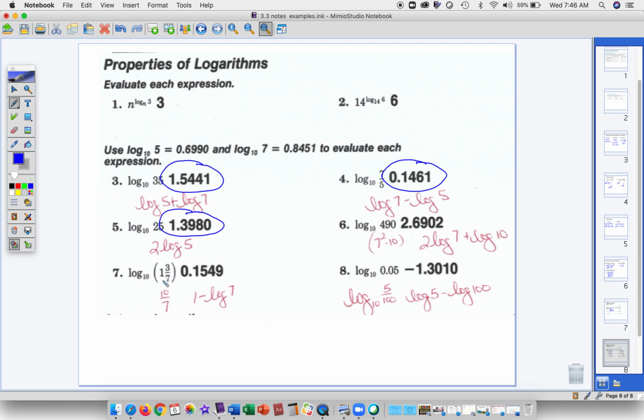For this one, I changed the fraction into an improper fraction, right? Remember, you multiply 1 times 7, add the 3, so it becomes 10 over 7. Since it's a quotient, it becomes a difference. So it's the log of 10 minus log of 7. And again, log of 10 is 1. So 1 minus the log of 7 gives you this decimal here.